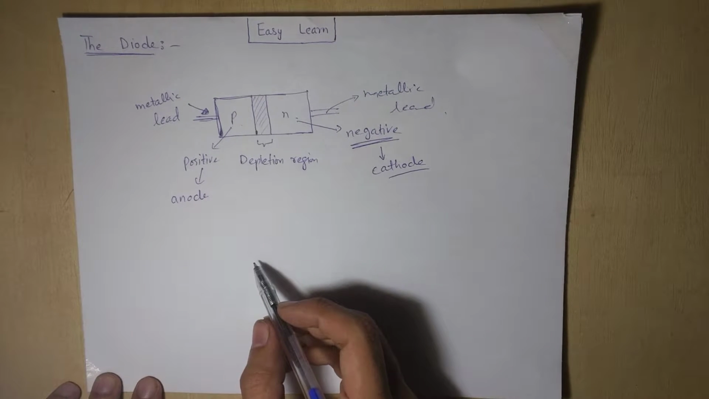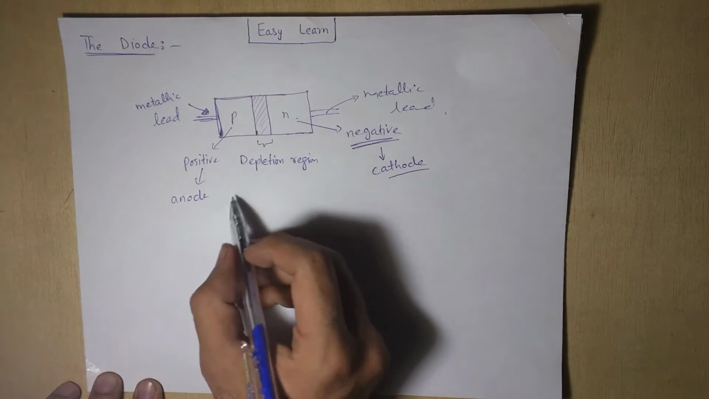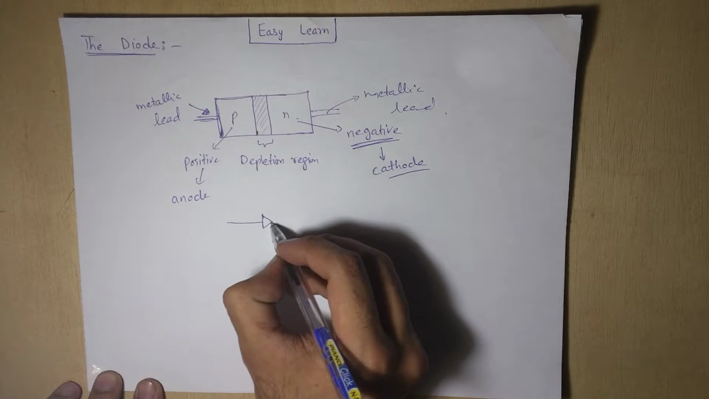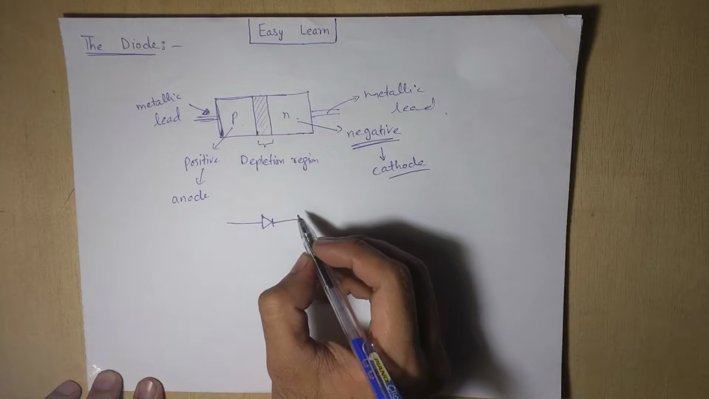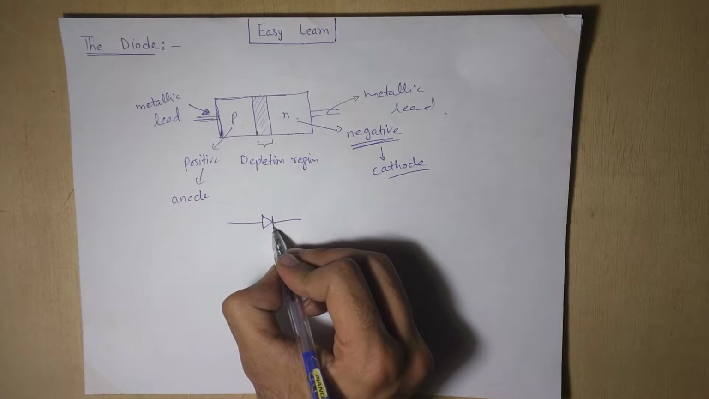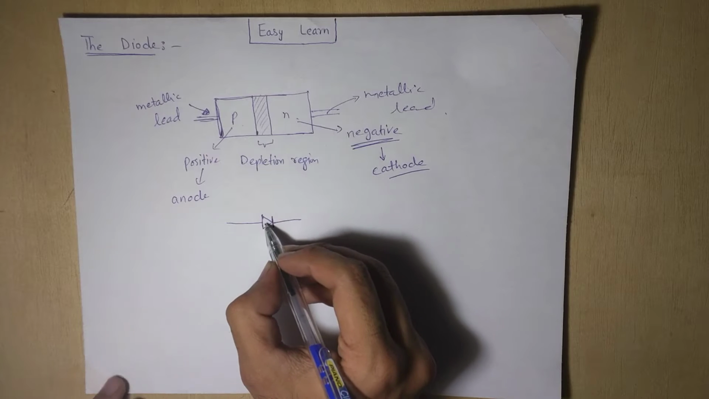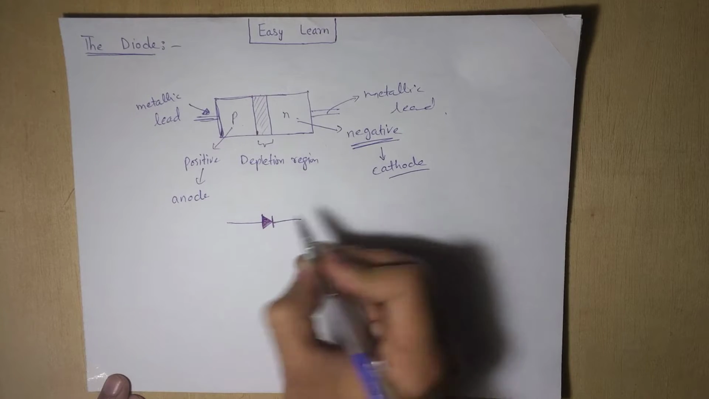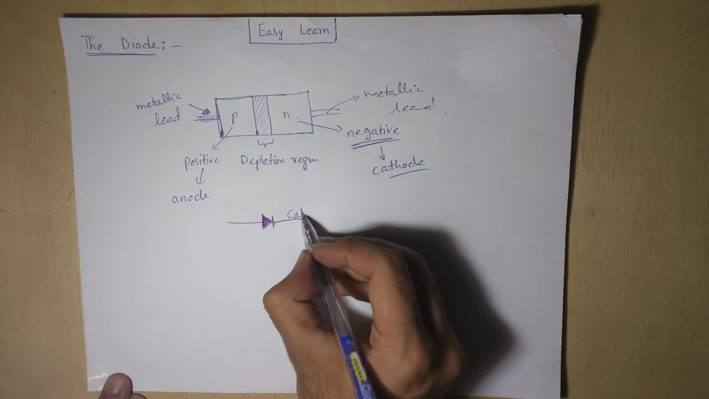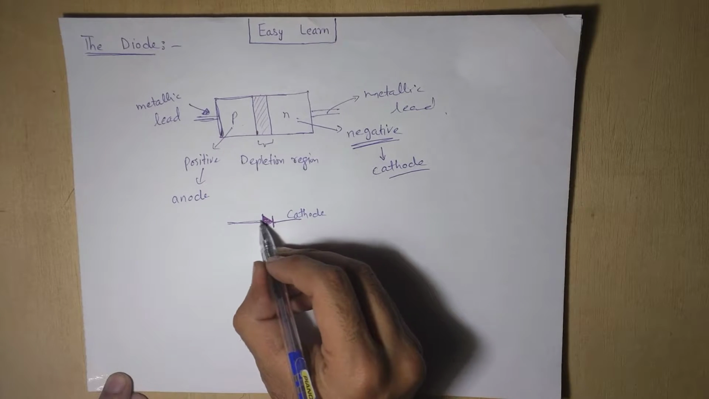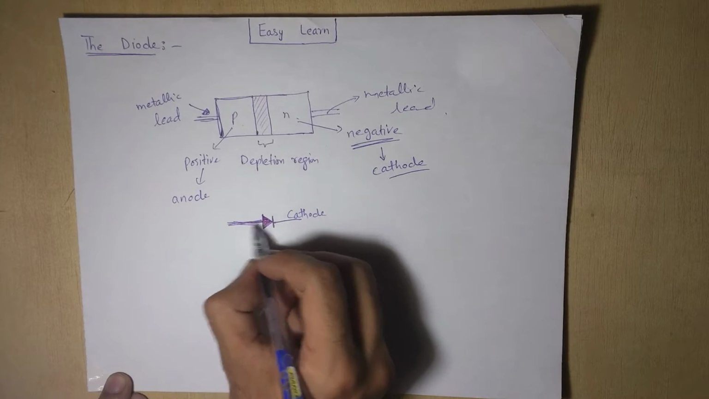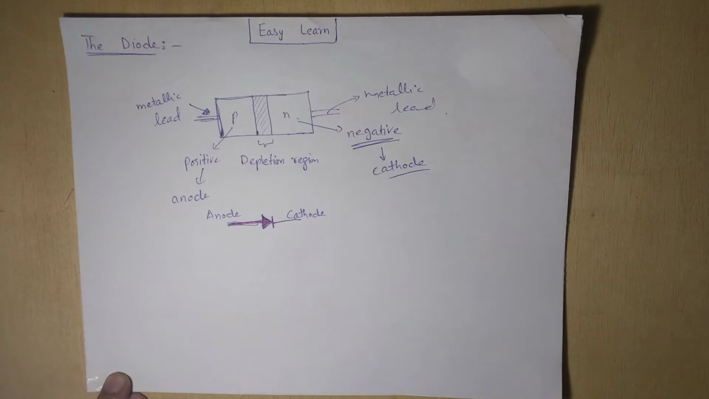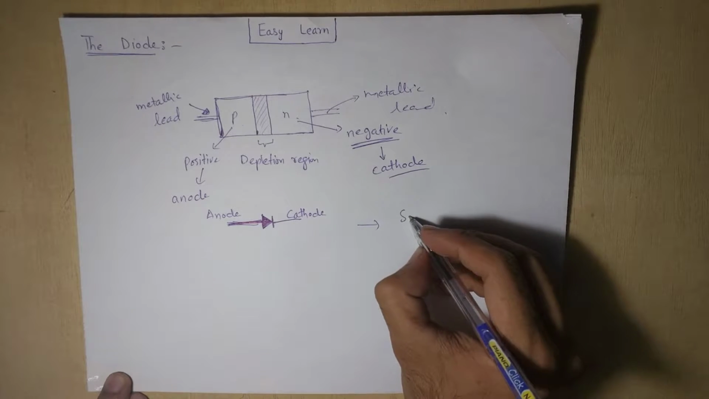I am now going to draw the symbolic diagram. This is the general diagram for understanding, and here is another diagram with the arrowhead and a small line. The tip of this arrow is the cathode, and the back side of this arrow is the anode. Anode and cathode. This is the symbolic representation.